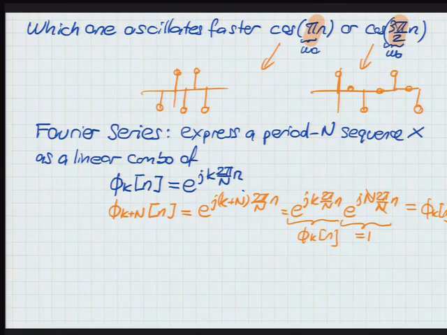So therefore, unlike the continuous time Fourier series where we had an infinite sum running from k negative infinity to k positive infinity, in discrete time there is no point in doing that. These sequences phi, there are only finitely many of them. How many different ones?